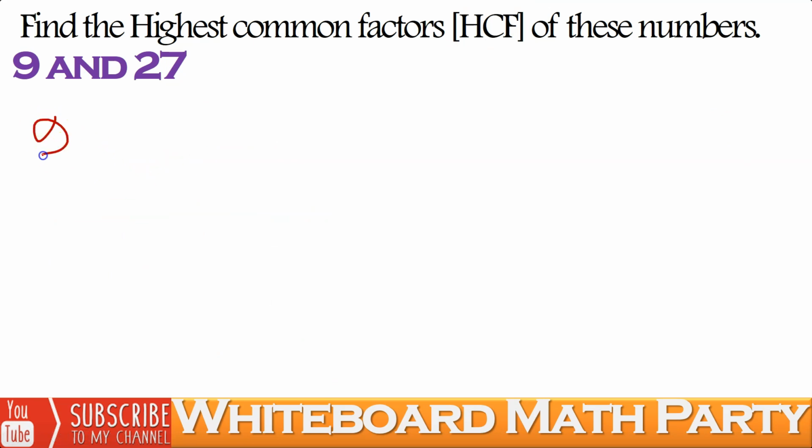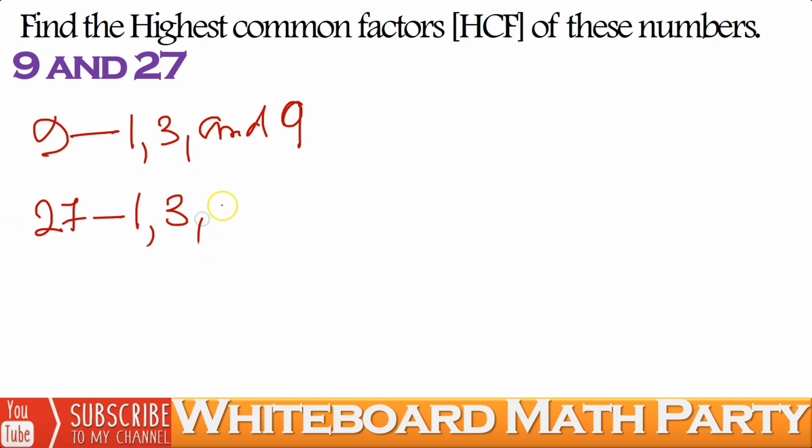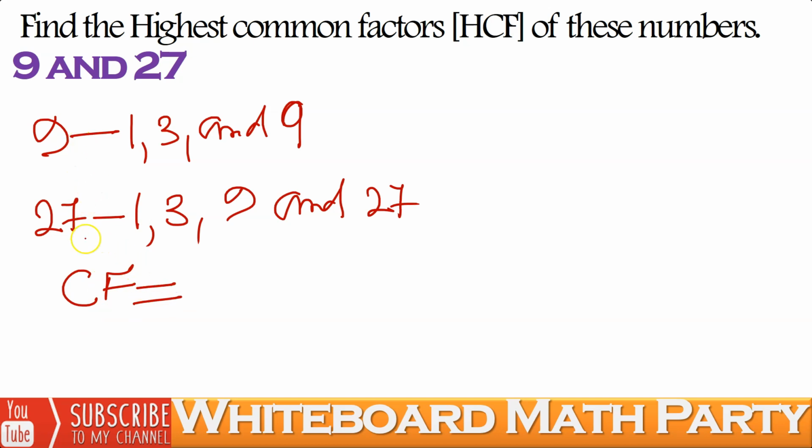Let's find that out. For the number 9, I'm going to look for all the factors which are 1, 3, and 9. That's it. 9, 3, and 1. And for 27, what are the numbers that can divide without any remainder? We have 1, 3, 9, and 27. That's it. Now look for the common factors. The common factors can be written in short form as CF. So the common factors of 9 and 27 are the number 1, they appear in both, the number 3, and the number 9. These are the common factors.